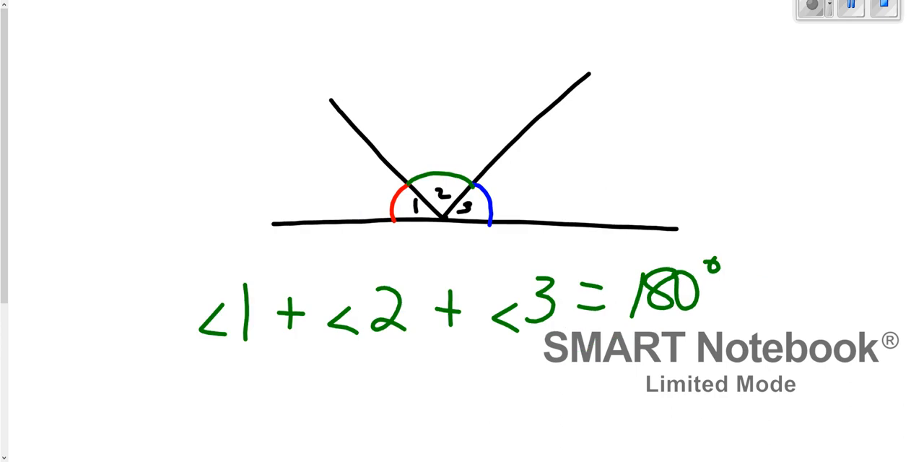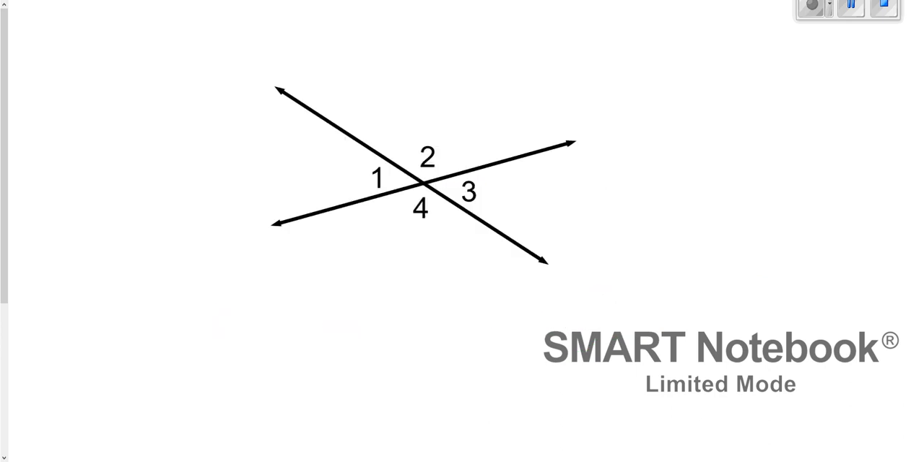So let's take a look at the last situation before we do a practice problem. This is when two lines intersect. And when you see the two lines intersect, you see that they form four angles. I'm going to draw them in four different colors. Angle 1, angle 2, angle 3, and angle 4. And I drew them in four colors so that I can talk about them.